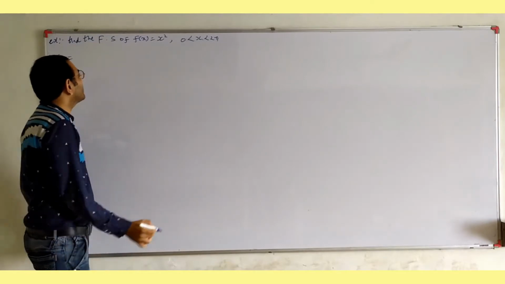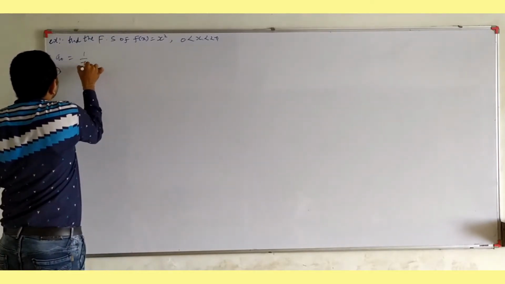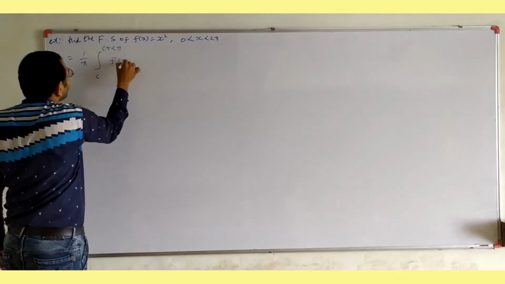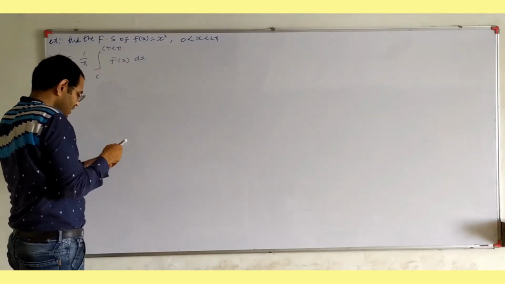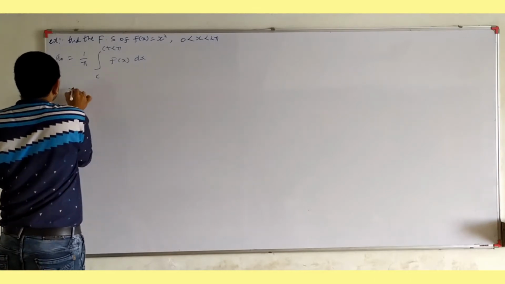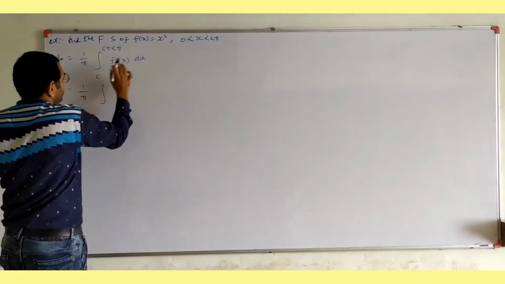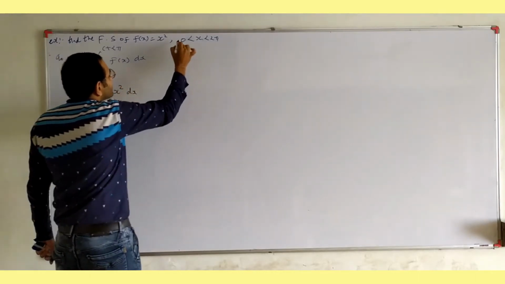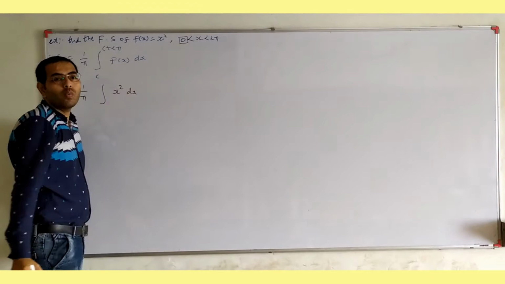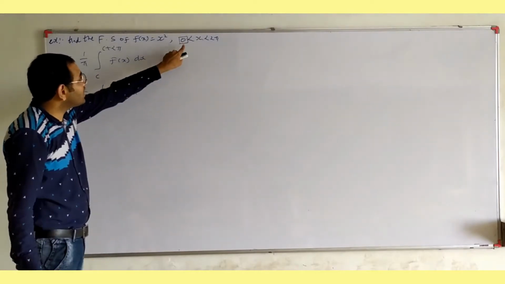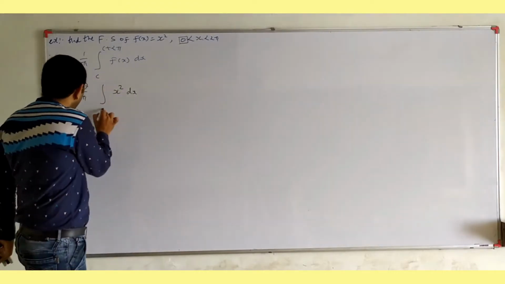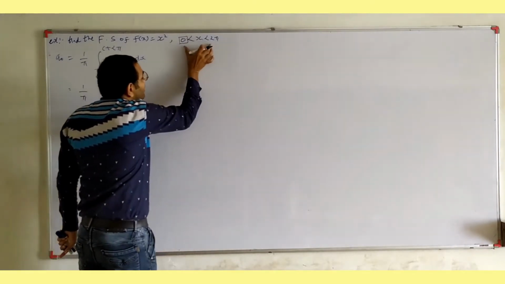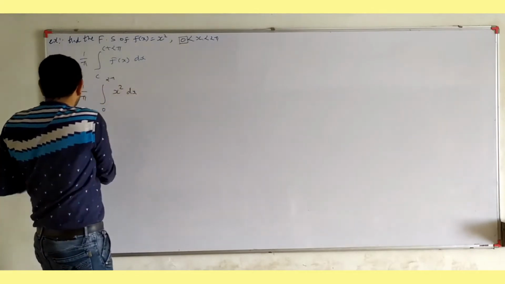Then we have the formula a0 is equal to 1 upon pi integral from c to c plus 2 pi of f of x dx. Here our function is x square, and c means our initial value. The initial value of the interval is 0. Then here 0, then 0 plus 2 pi gives 2 pi. That is our interval 0 to 2 pi.